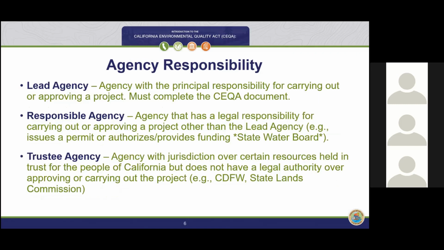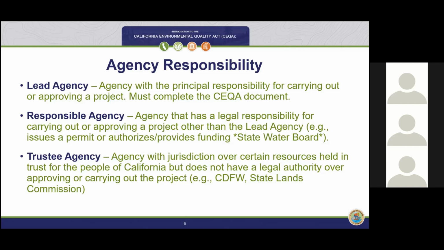So the CEQA process is tied to three different agency types. First is the lead agency. This is the agency with the principal responsibility for carrying out or approving a project. The lead agency is responsible for completing the CEQA document. Within Nevada County, unincorporated Nevada County, typically Nevada County is going to be the lead agency. A responsible agency is an agency that has legal responsibility for carrying out or approving a project other than the lead agency. Typically, a responsible agency will issue a permit or authorize or provide funding for a project. One example could be the State Water Resources Control Board, who might issue a permit for erosion control.